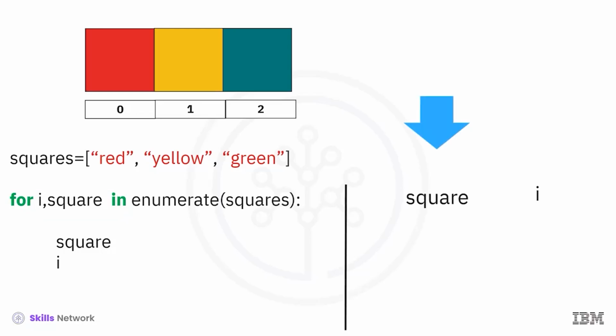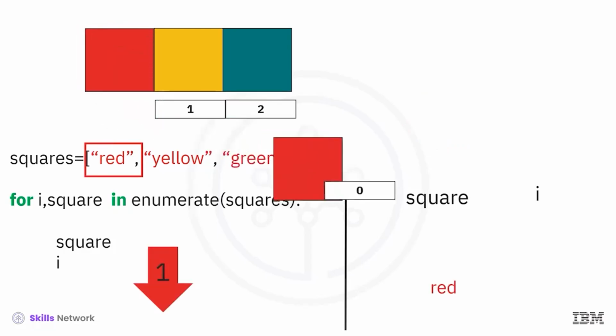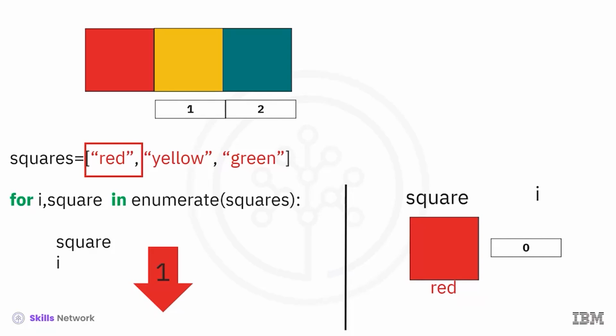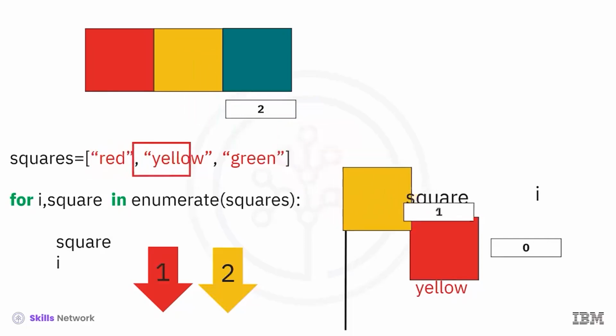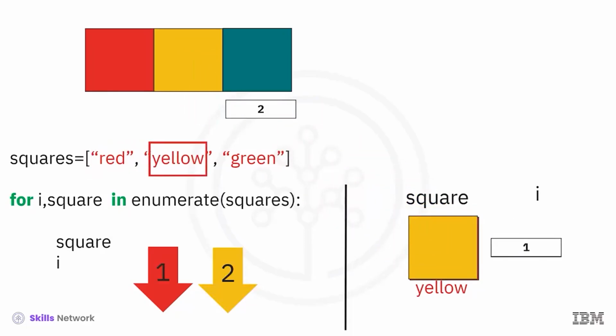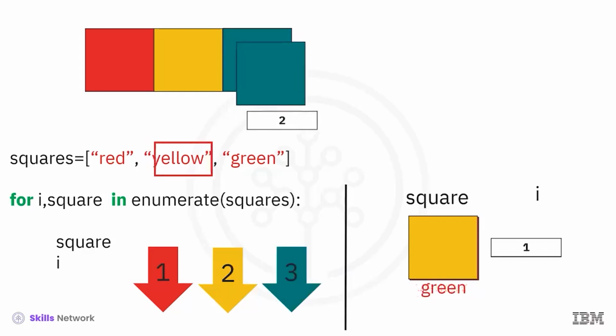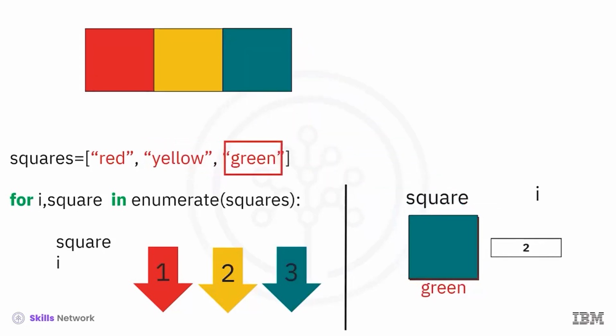Let's use the left part of the screen to display the different values of the variable square and i for the various iterations of the loop. For the first iteration, the value of the variable square is red, corresponding to the 0th index, and the value for i is 0. For the second iteration, the value of the variable square is yellow, and the value of i corresponds to its index, i.e. 1. We repeat the process for the last index.